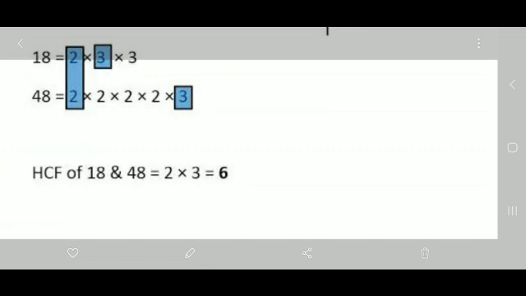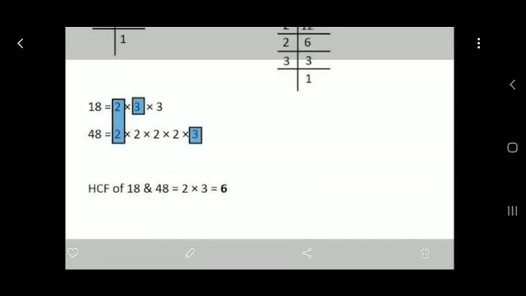If you are doing prime factorization, how to find the HCF? First you write the number in terms of its factors, find out the common factors and multiply the common factors. Then you will get the HCF.